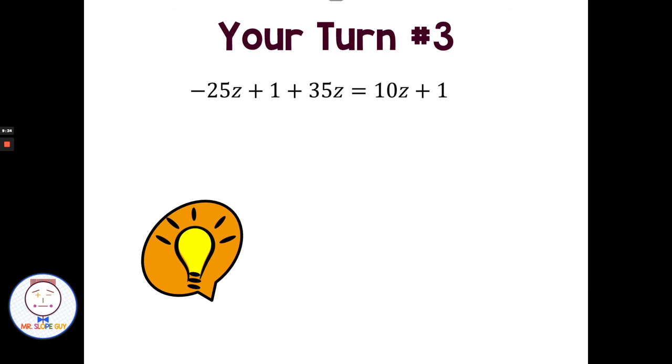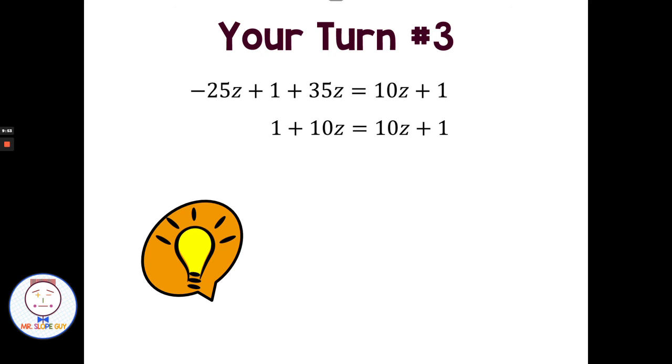All right, welcome back, everybody. We have no parentheses, so we don't have to distribute, but we do have like terms. No like terms on the right side, but like terms on the left side. Negative 25z and positive 35z combined to be 10z. Now I have a 10z on the left and a 10z on the right.